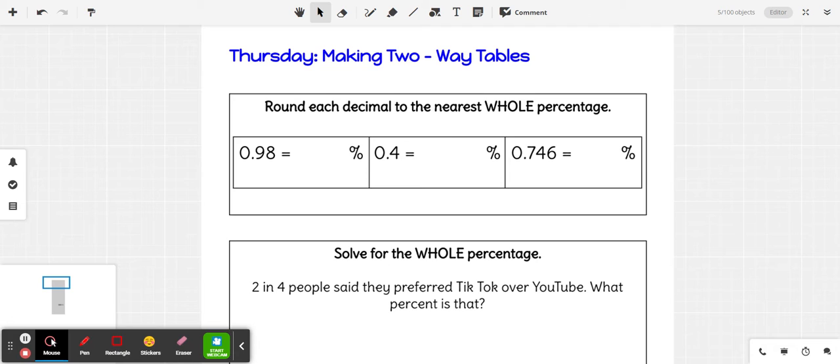Before we get into two-way tables, I first would like to go over how we will round to the nearest whole percentage when using decimals and fractions. First, let's look at decimals.